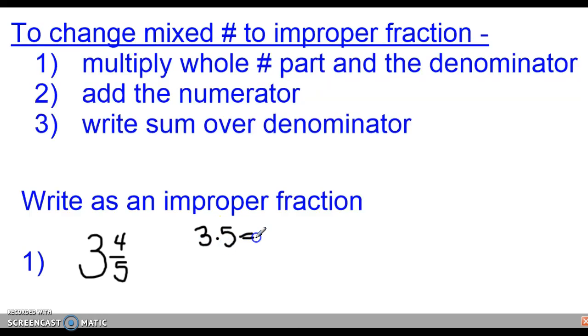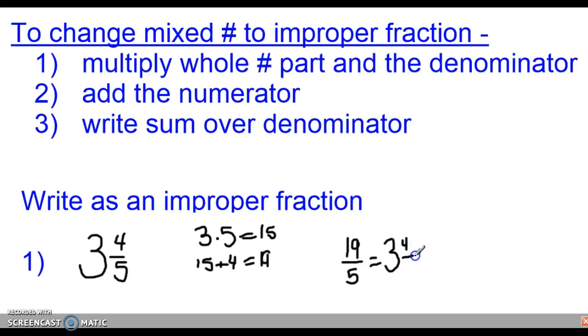And then it says I'm going to add that to my numerator. And my numerator is 4. So now I'm going to say 15 plus 4 equals 19. And then it says write the sum, so 19 was my sum, over your original denominator. So 19 over 5 is equal to 3 4/5.